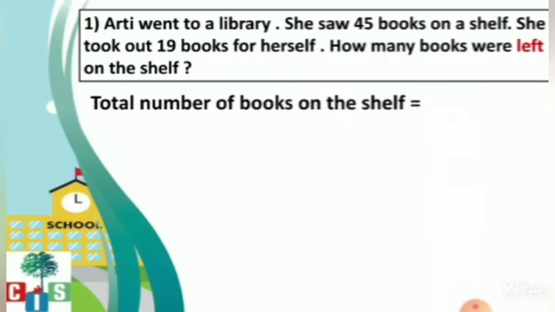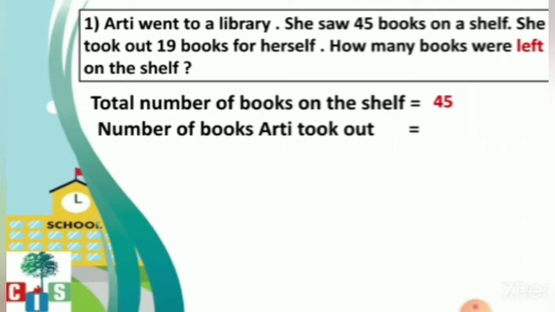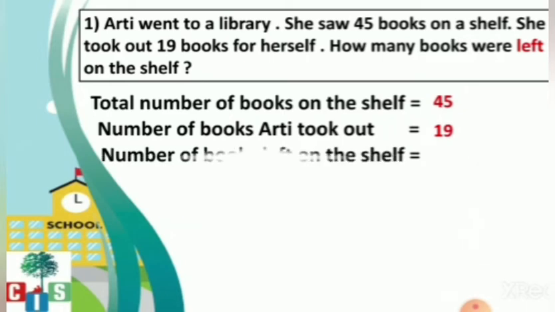Total number of books on the shelf. How many books were there first? 45, right? So we will write 45. Then she took 19 books for herself, right? So let us write the second statement. Number of books Arti took out. How many books she took out? 19. So we will write 19. Then number of books left on the shelf. We have to find out this. So we have to do subtraction. So let's start.